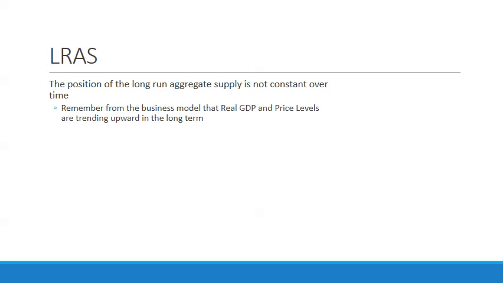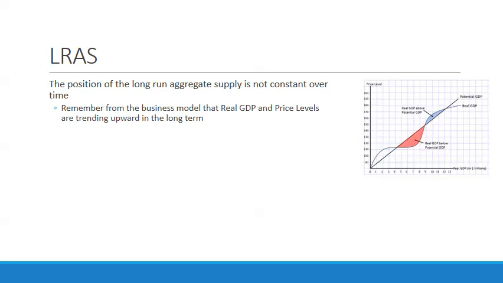So we'll start by looking at long-run aggregate supply. The position of long-run aggregate supply is not constant over time. It does shift to the left and to the right. So if you remember from the business model that real GDP and price levels are trending upward in the long term. So when we're talking about it, everything on that potential GDP is shifting to the right over time. That's what we're seeing from a business model perspective, that long-run aggregate supply is going to slide out, because you can see it there, it's trending upward over time. So that's what we're looking at.